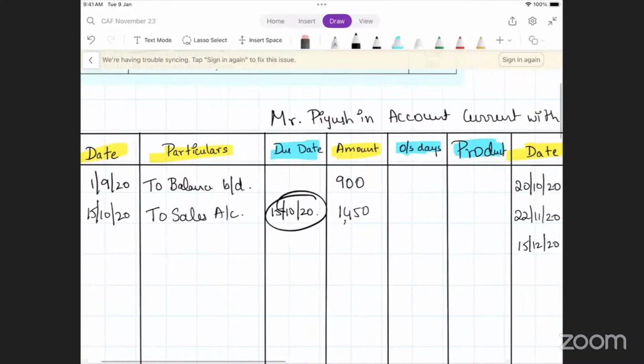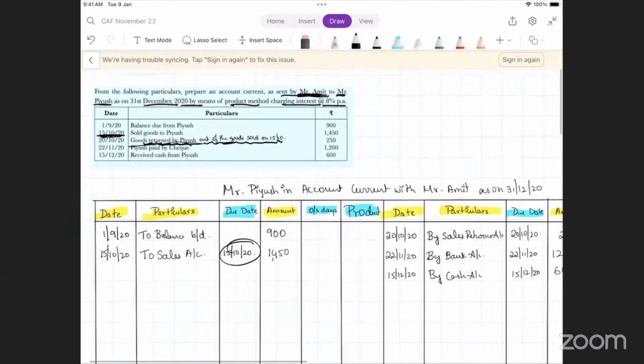So, how to calculate the days? The days are calculated from the due date till the account current date. From the due date to the account current date, I have to calculate the outstanding days. Now for the first one, 15/10 to 31/12. In October, we have 16 days. November, we have 30 days. We have 31 days in December. So 77.